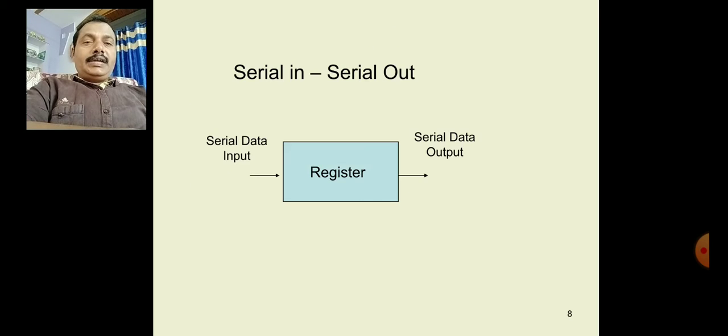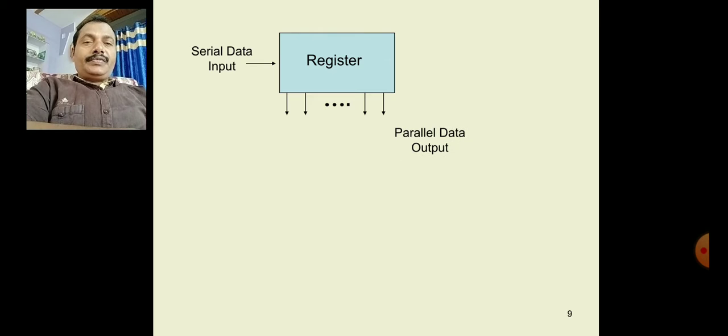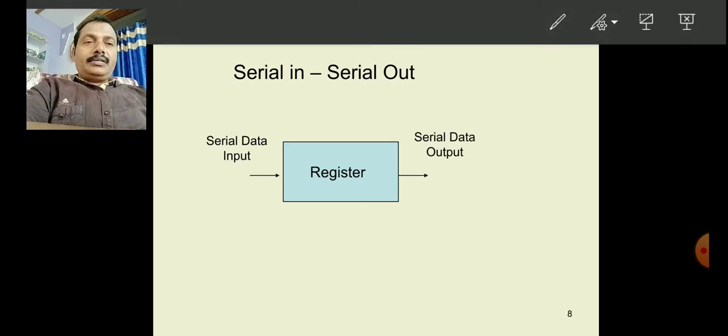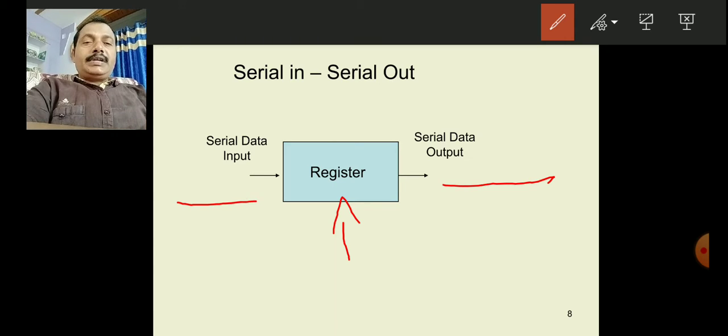So let us consider serial in, serial out shift register. In this, the data is serially input into the register, and for each clock pulse applied, one bit is shifted to the right position. So finally all the bits can be shifted out. So this is the output, this is the serial in input.